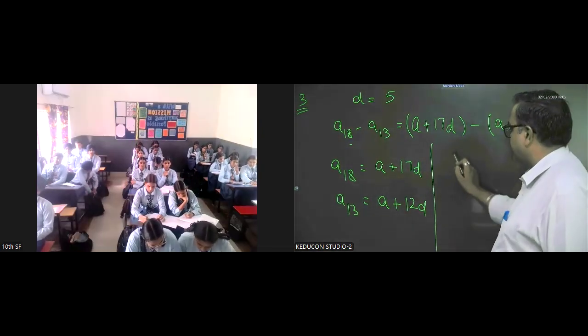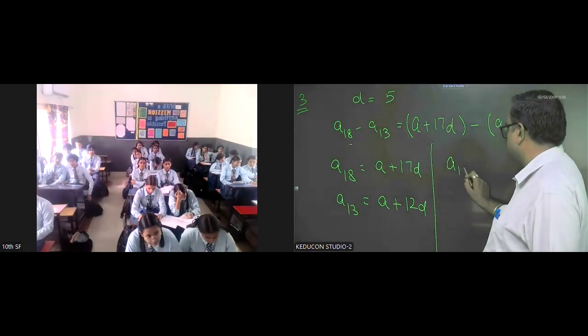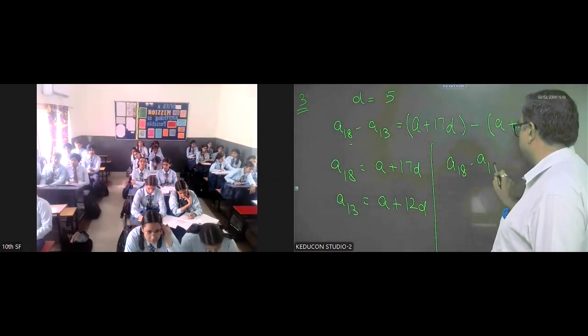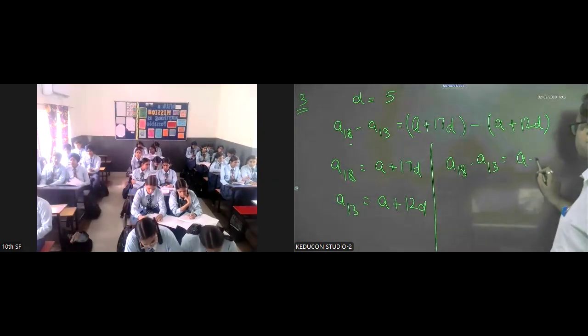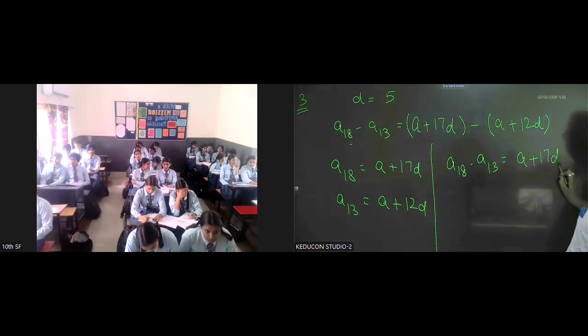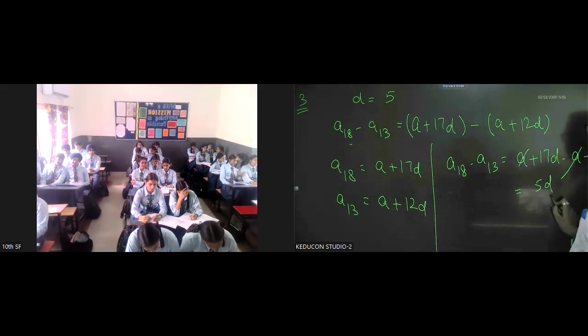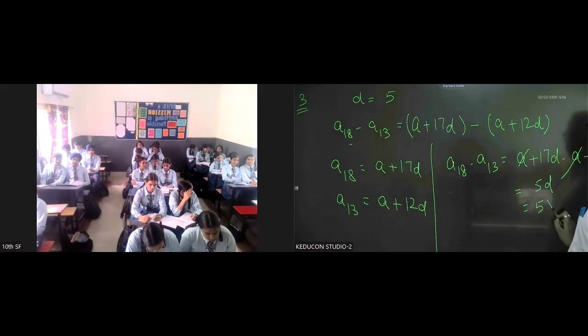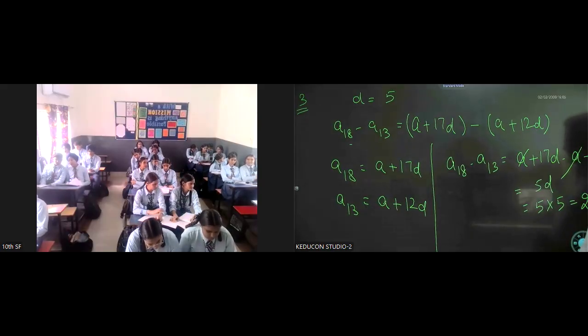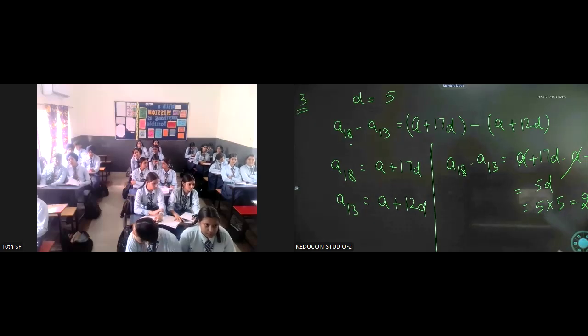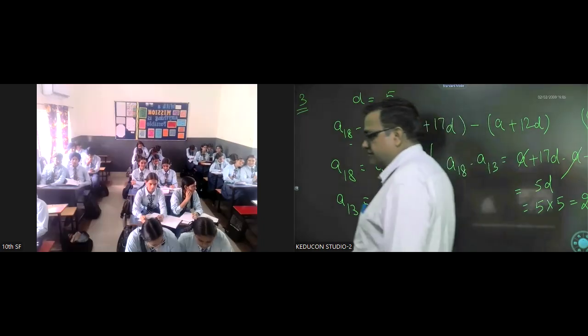इसको आप simplify कर लेते हैं. a plus 17d minus a minus 12d. So a cancels, 17 minus 12, that is 5d. The value of d is 5. So therefore the required answer is 25. And choice C is the correct answer.